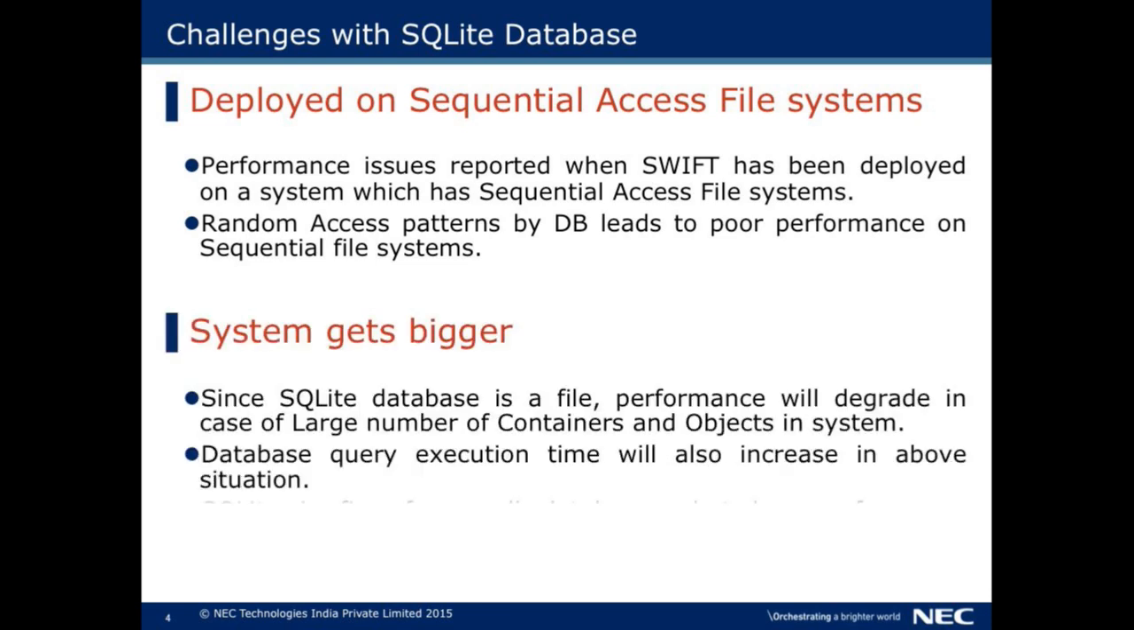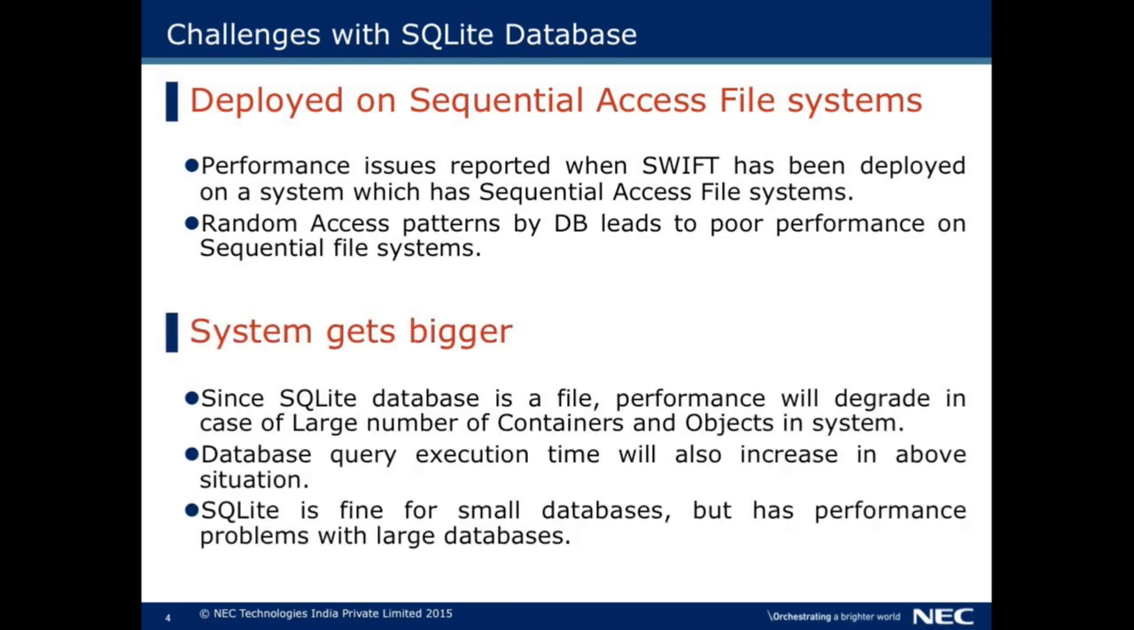Another thing: when the system gets bigger, this SQLite DB creates a file. If you have observed the Swift architecture in a bit more detail, it has .db files created, which hold all the information about whatever you want to save. Whenever this database file gets bigger, performance will start getting impacted, meaning database query execution will start taking more time, right?